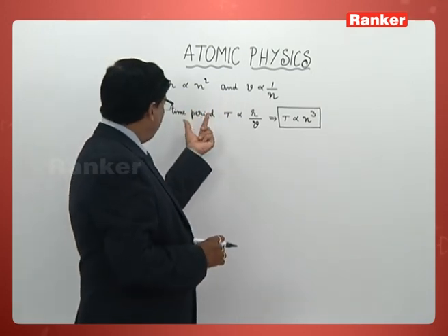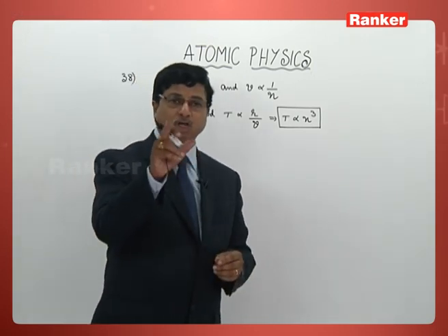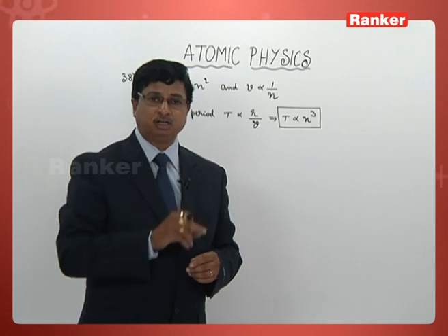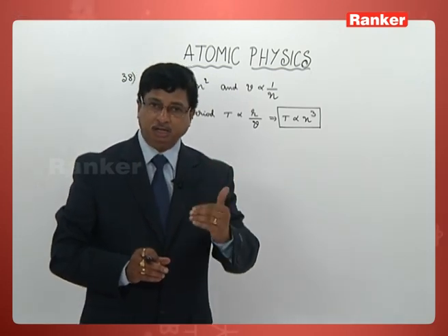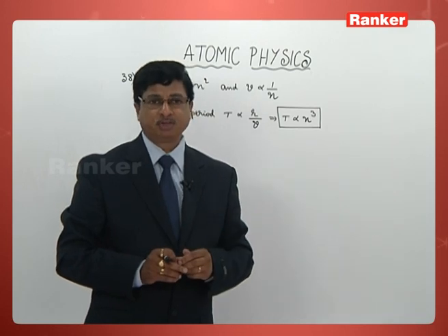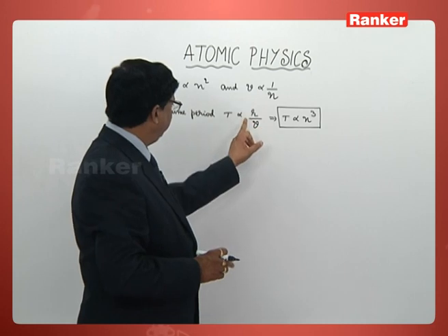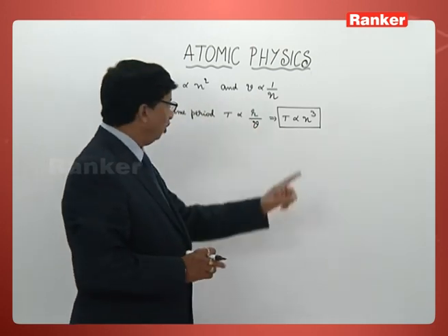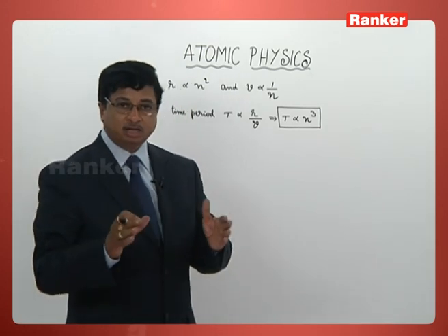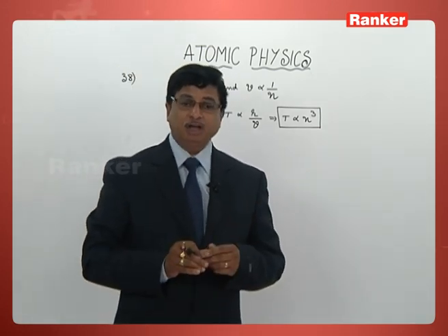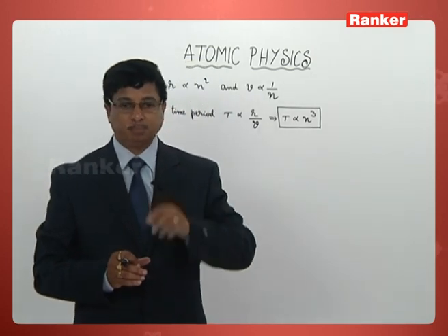Now, if you want the time period of an electron in an orbit of radius r, we used to consider it as 2 pi r by v. That means the time period is proportional to r by v. Accordingly, the time period is proportional to n cube, which I can directly take up.